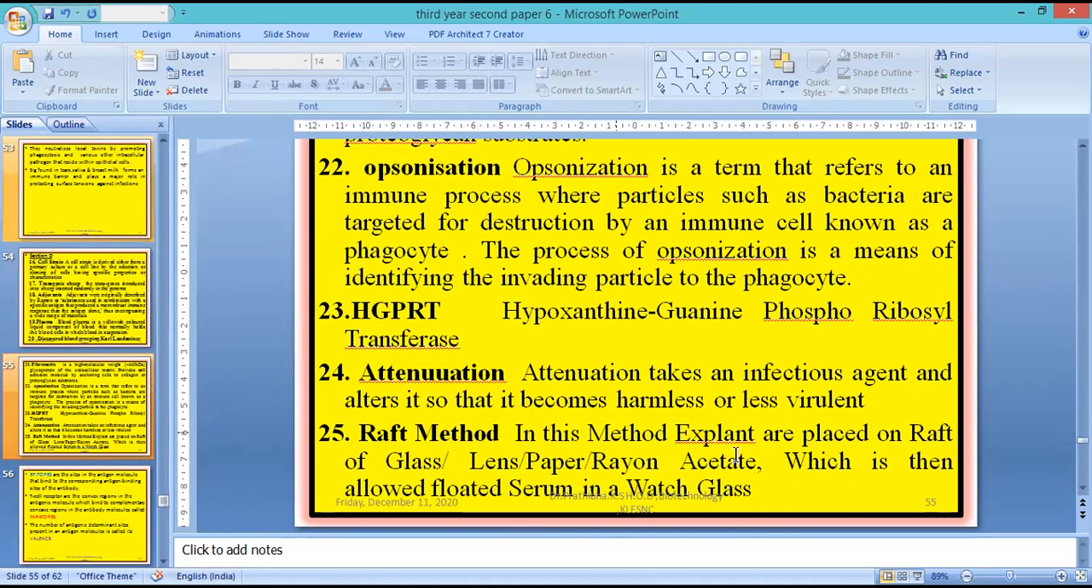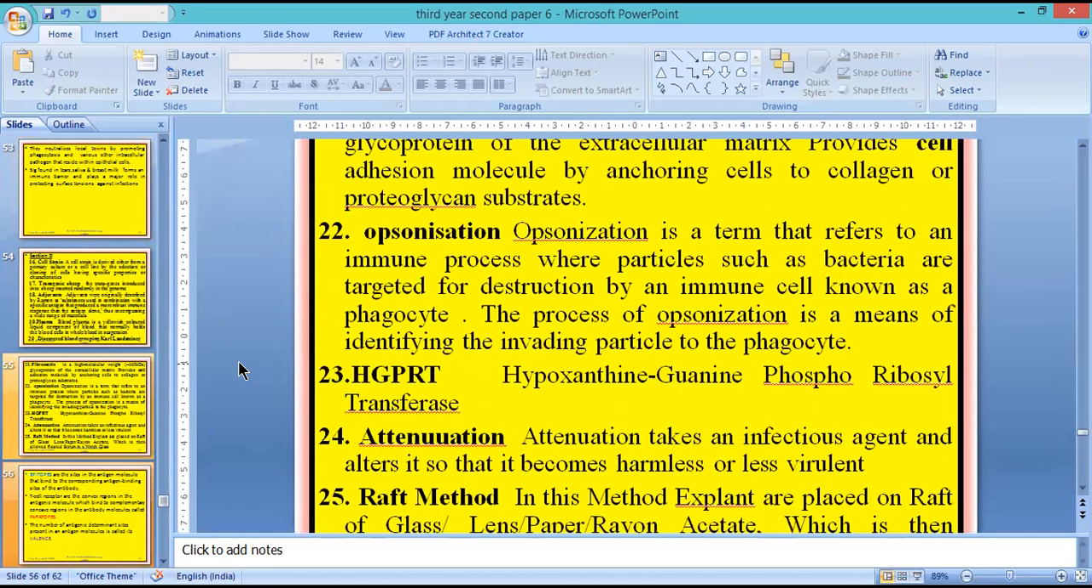Okay, hope you understood all these questions and answers, right? That's it about this particular question paper for 70 marks.